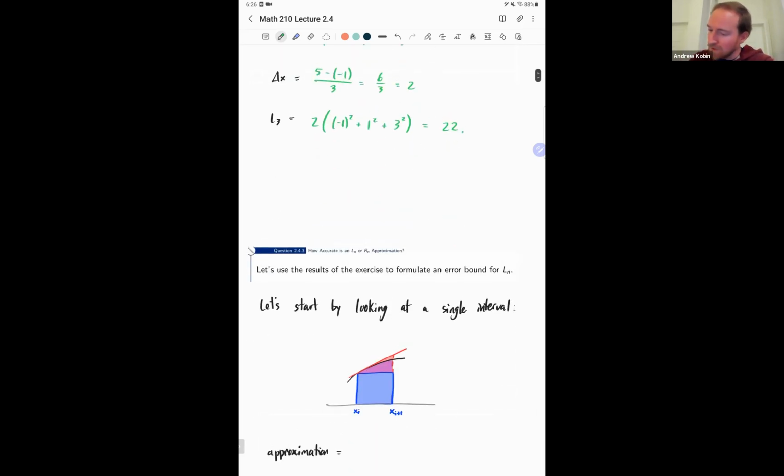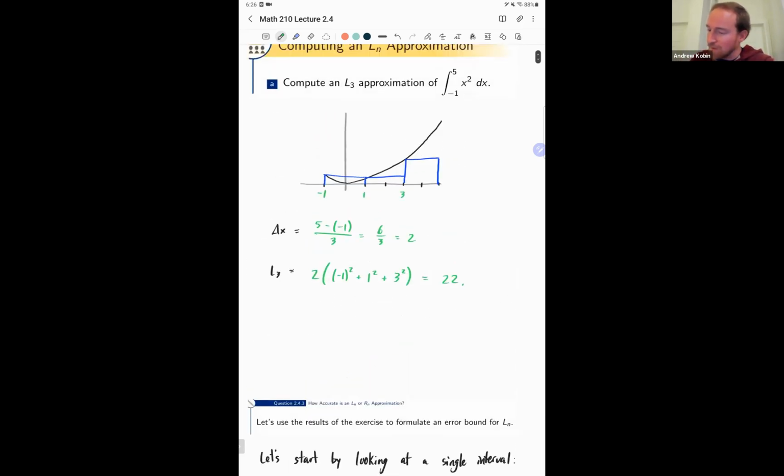So we got an approximation of 22 for the left endpoint approximation to the true area under the graph of x squared from -1 to 5. If you want to compare to the true area under this graph, you know how to find that. This is a definite integral problem. So pause the video now and compute that by hand, or use a calculator to do it quickly and just compare it to our answer 22. I'm not going to do this, but I'll leave this as an exercise.